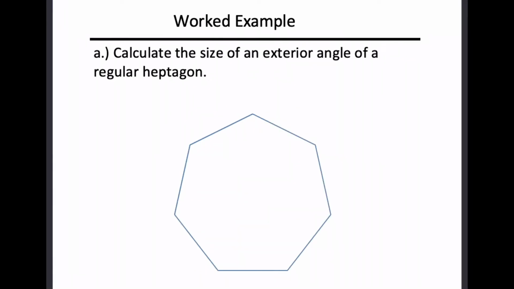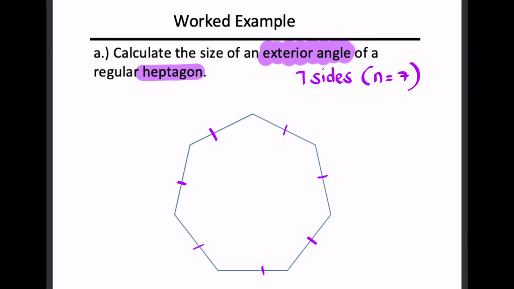Alright, the next worked example says calculate the size of an exterior angle of a regular heptagon. So the first thing I'm going to do is count the number of sides. 1, 2, 3, 4, 5, 6, 7. So we have 7 sides in a heptagon. So with it being 7 sides, that means that n is therefore equal to 7.